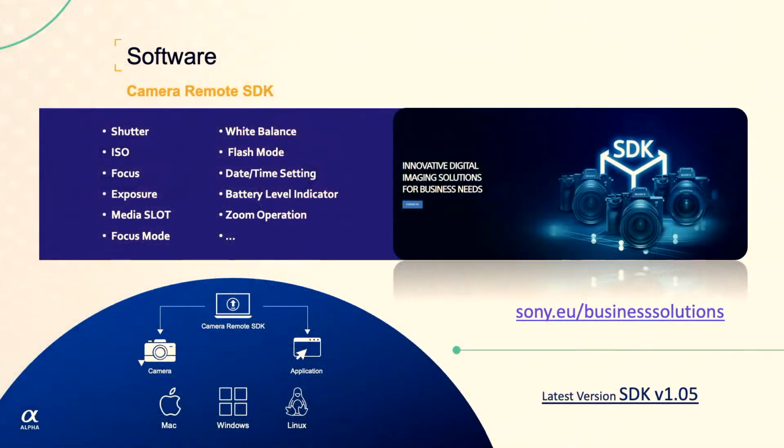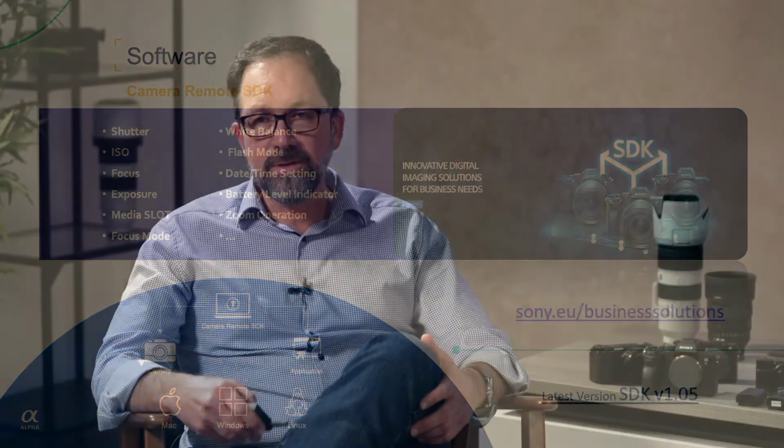Okay, fantastic. So where can you get this SDK? You can go on our European Business Solution website, which you see here, the Sony EU Business Solution website. The latest SDK version is 1.05, meaning that we are always introducing new versions. So this system is continuously evolving with our system.